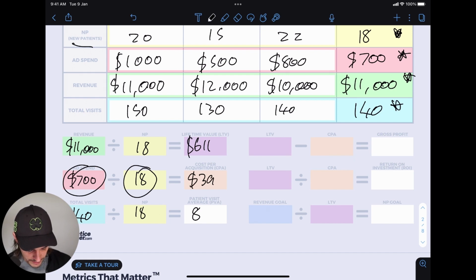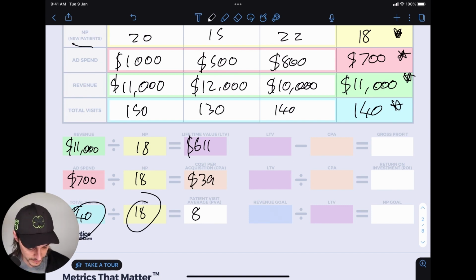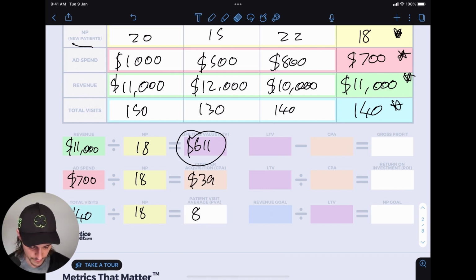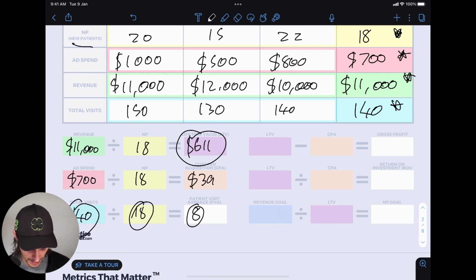So the third equation here is total visits divided by total number of new patients. What does this give us? Well, this is very similar to revenue divided by new patients, except instead of getting an answer that is in dollars, we get an answer that is in visits. So we've got 140 total visits on average per month divided by 18 new patients per month on average gives us an average patient visit number of 8, meaning that on average a patient will come and see us for 8 visits.